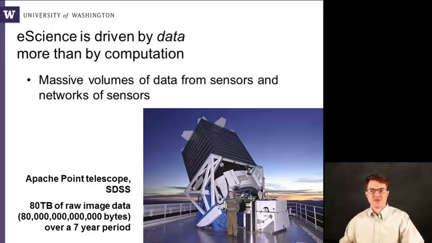So we've said that eScience is driven by data more than by the computation. All right. So some examples of the size of the data that's coming out. The Apache Point Telescope, that was the primary instrument for the Sloan Digital Sky Survey that we might refer to multiple times in this course, produced 80 terabytes of raw image data over a 7-year period. At the time, this is a pretty significant data size, and even by many standards is still today.